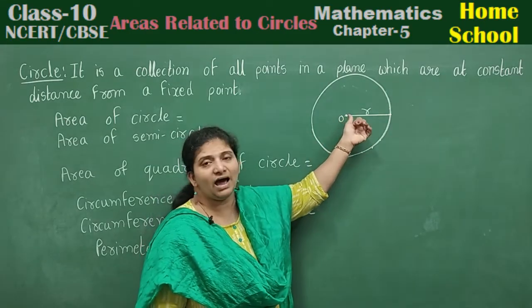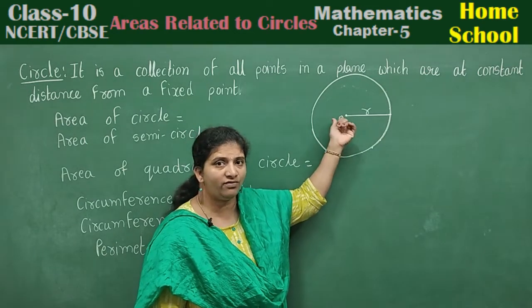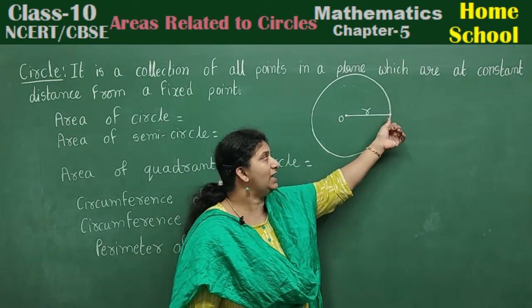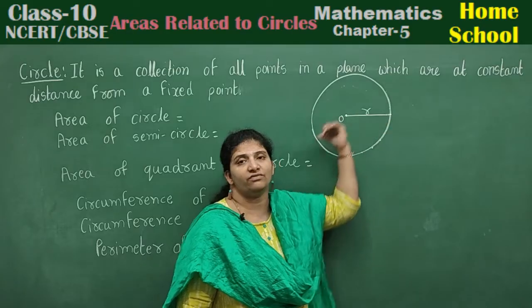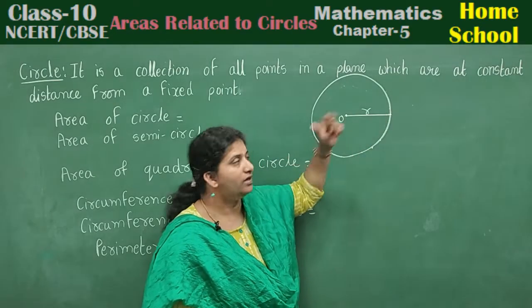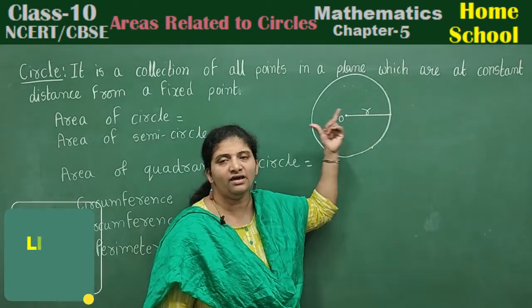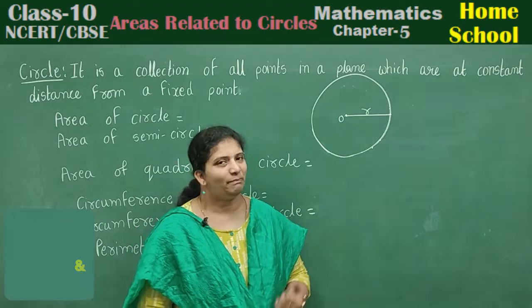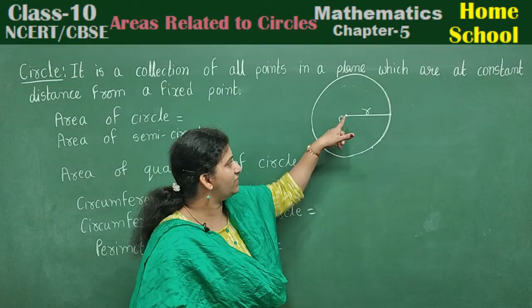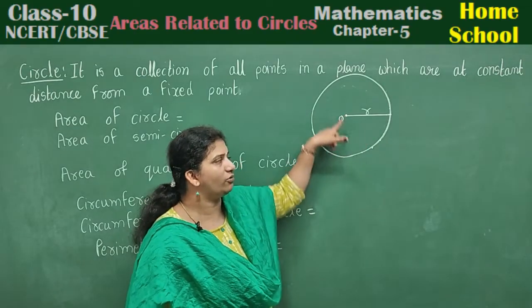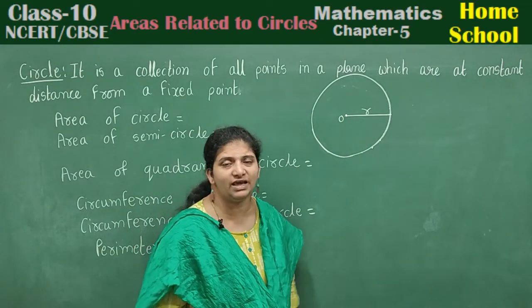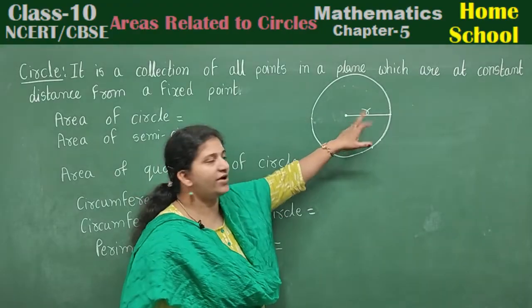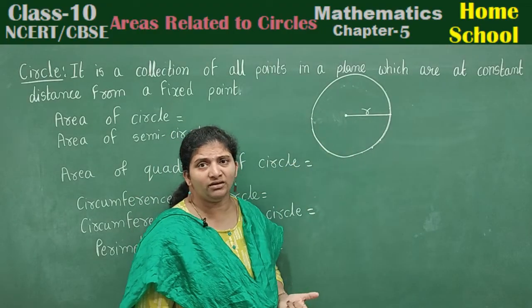When a line segment is joined from the center to any one point on the circumference of a circle, it is called a radius. How many radii can you draw in the circle? Many radii you can draw. From this point, wherever you want, you can join. Those are all called radii. This is a radius, and you know the diameter.